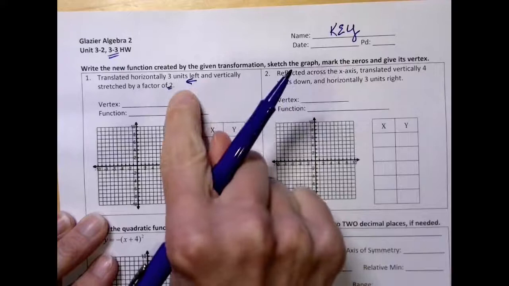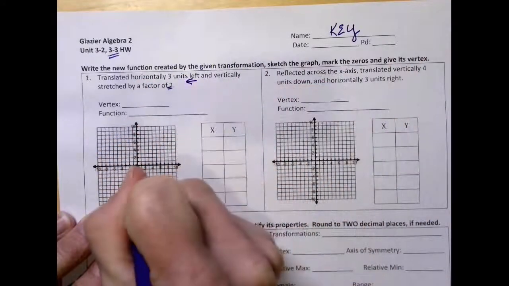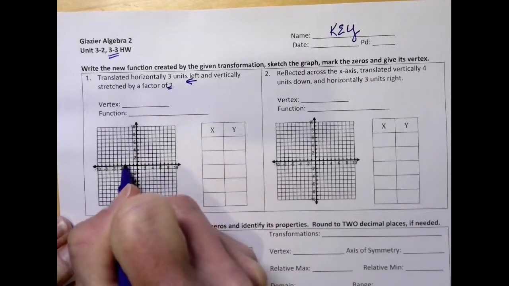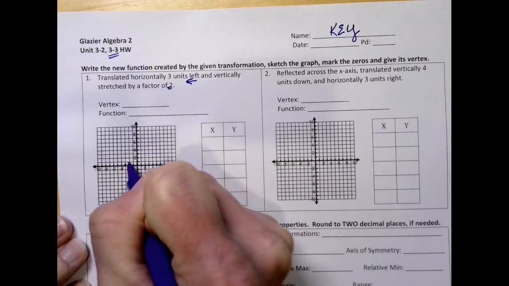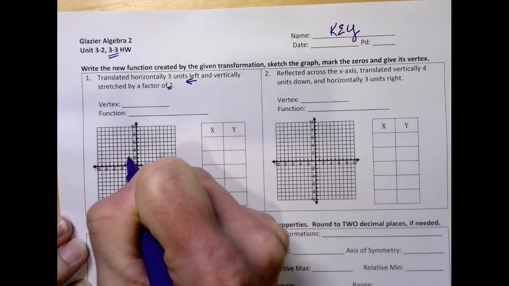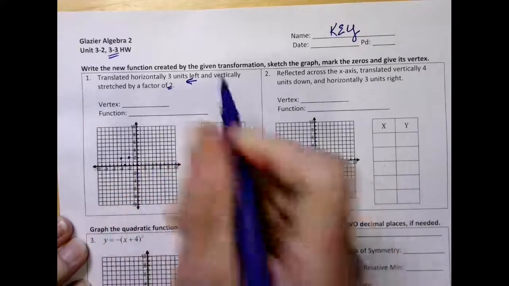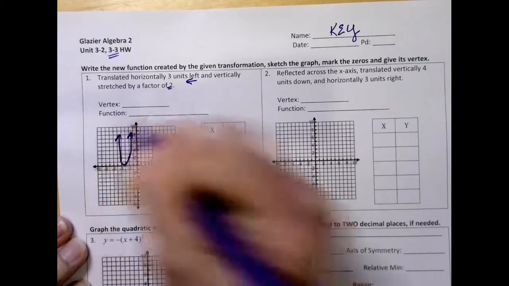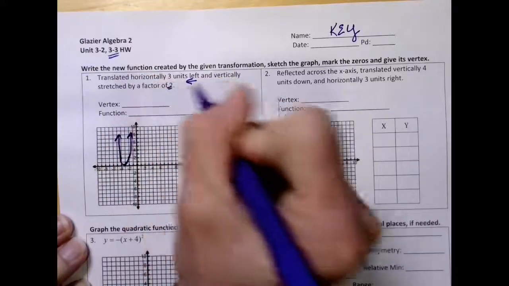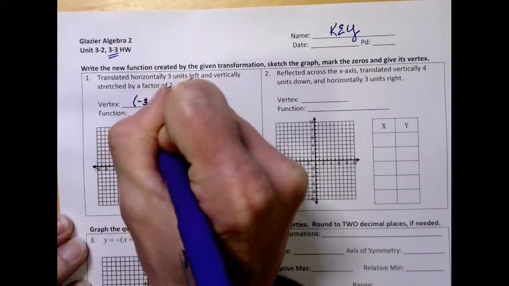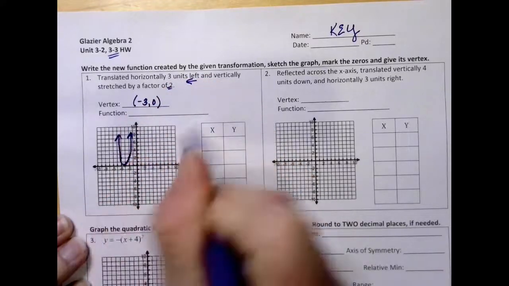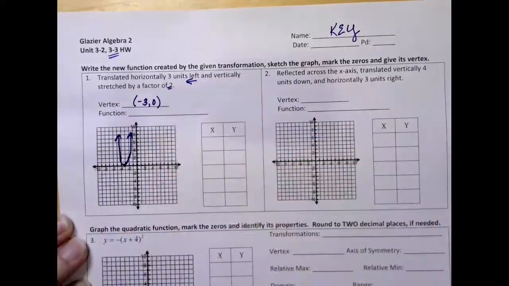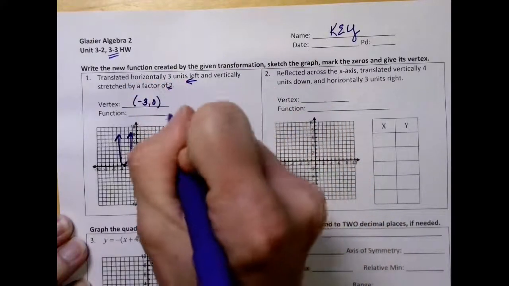So it doesn't seem like it's moving up and down. When we talk about this vertex, it's going to be 3 units to the left: 1, 2, 3. And if it's stretched by a factor of 2, your graph is going to come up super fast, so it's going to be a skinnier graph for sure. Alright, so my vertex is going to be over -3 and up 0 because I don't have a vertical shift, just a vertical stretch. So I can write my function in vertex form.